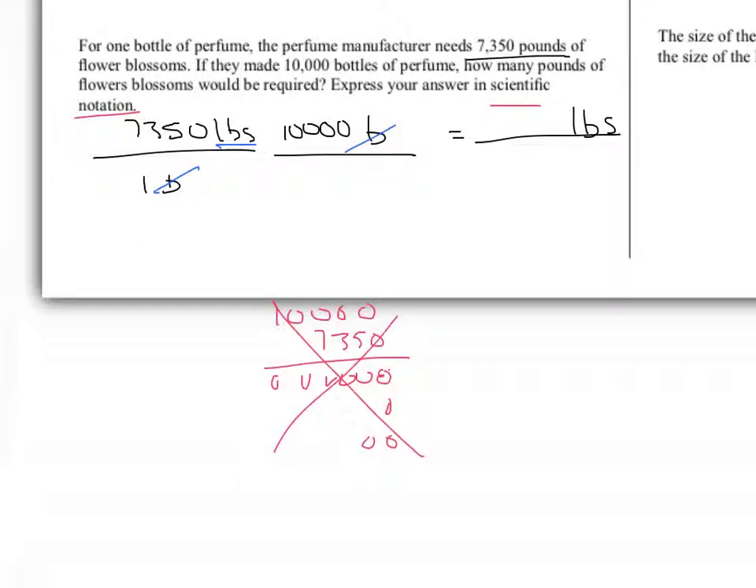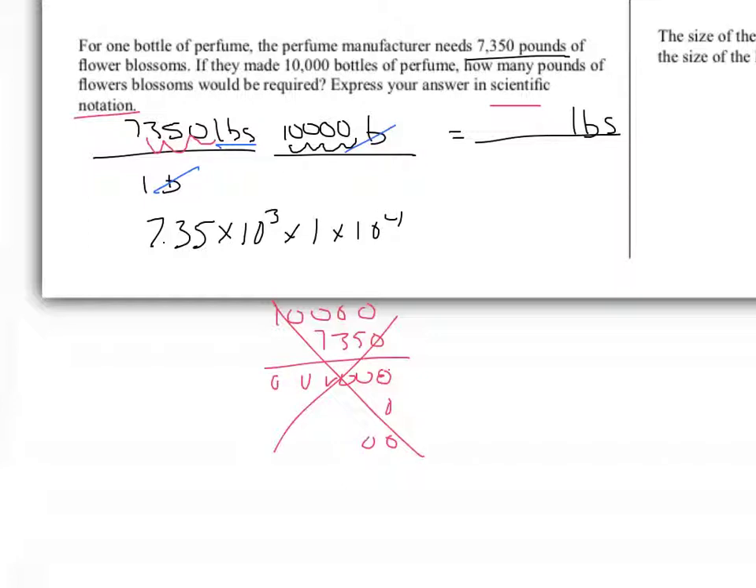Which is why scientific notation is there. It makes this problem a lot easier. Check this out. I know that is really the same thing as 7.35 times 10 to the, I moved the decimal 3 times. And the 10,000 is the same thing as 1 times 10 to the 4th power.